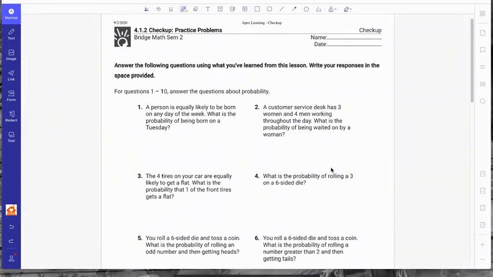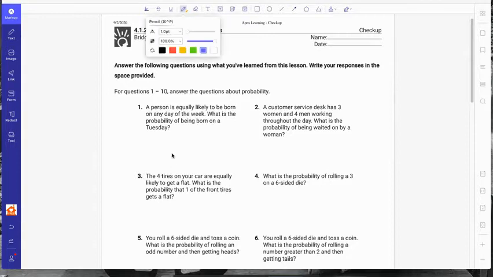All right, we're going to be working on Bridge Math Semester 2, 4.1.3. I believe it's called What is Probability? And we'll use the checker problems like we normally do. So let's jump right on into it here.